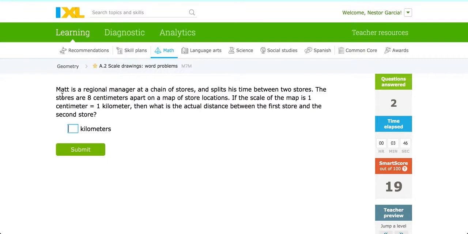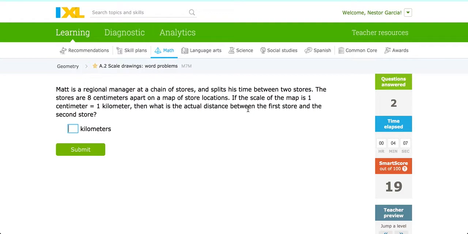Matt is a regional manager at a chain of stores and splits his time between two stores. The stores are 8 centimeters apart on a map of store locations. If the scale of the map is 1 centimeter equals 1 kilometer, then what is the actual distance between the first store and the second store?